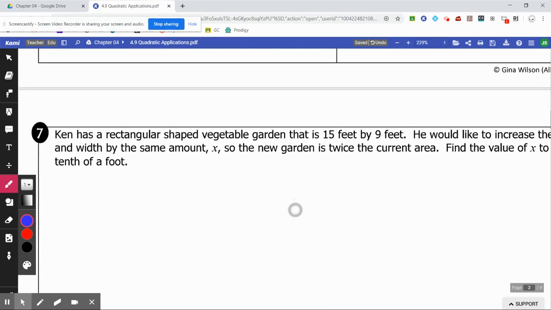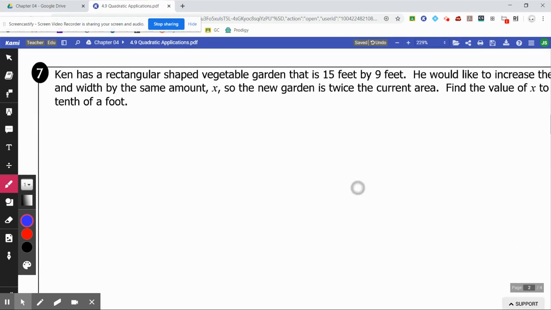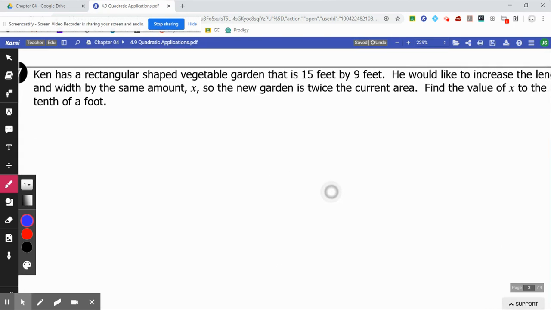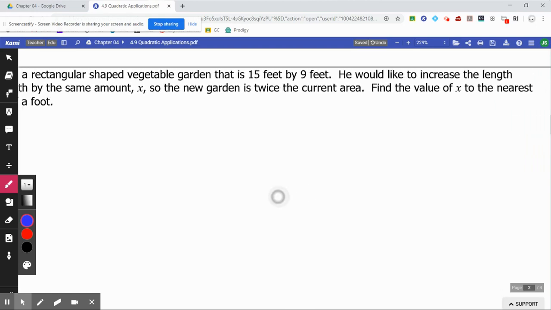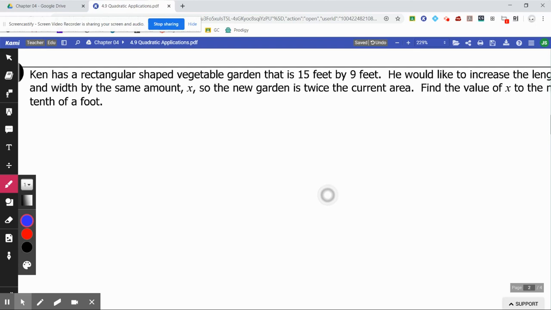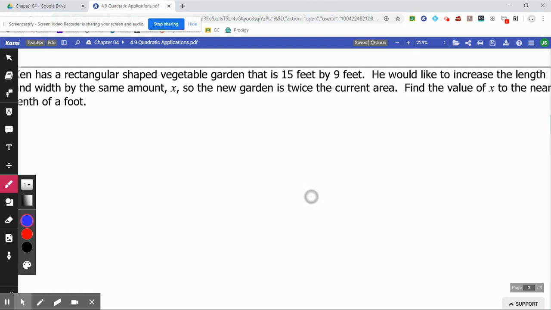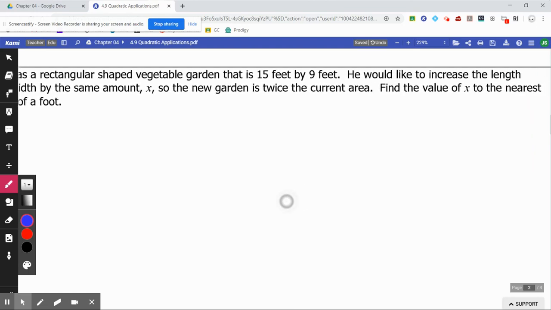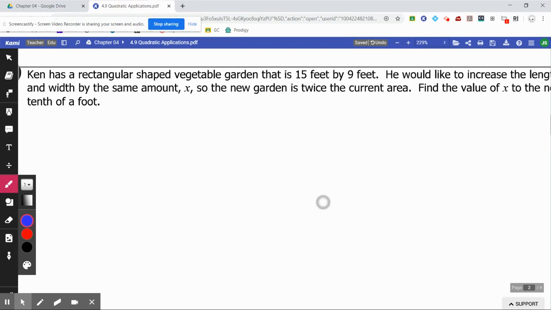Next problem. It says Ken has a rectangular shaped vegetable garden that is 15 feet by 9 feet. He would like to increase the length and width by the same amount so that the new garden is twice the current area. Find the value of x to the nearest tenth of a foot.